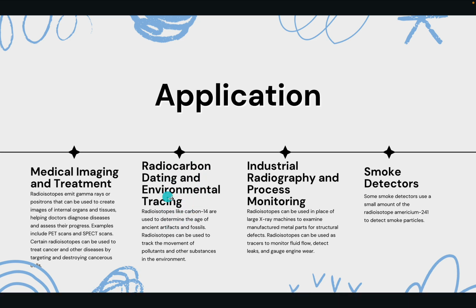Also, radioactive decay helps us understand the past and track environmental changes. For example, in radiocarbon dating, scientists use the decay of carbon-14 to estimate the age of ancient biological materials, such as fossils, bones, and artifacts up to about 15,000 years old. Radioactive decay also has more applications, like industrial radiography and process monitoring, and it can also be used in smoke detectors. Some smoke detectors use a small amount of americium-241 to detect smoke particles.